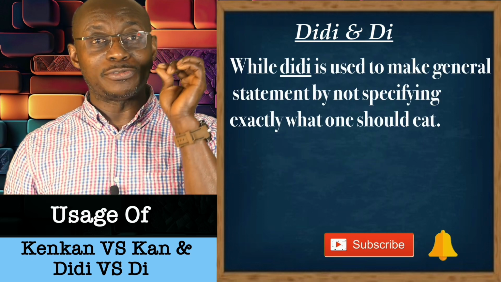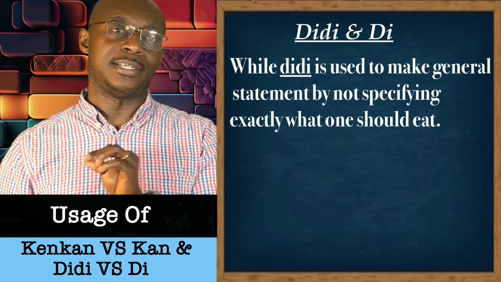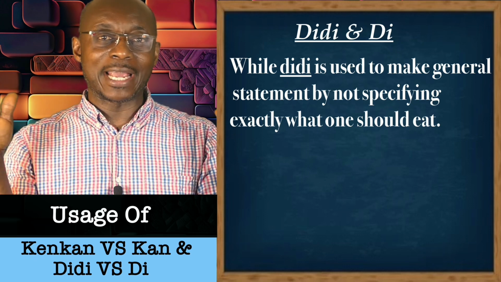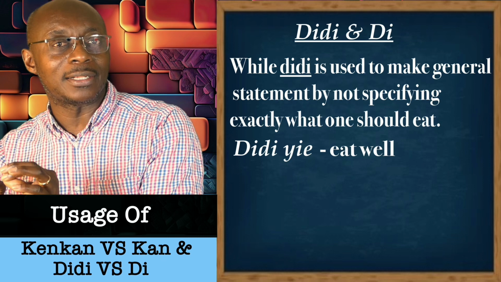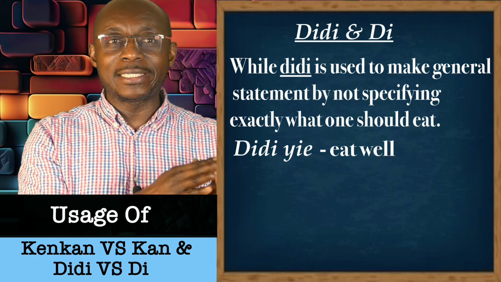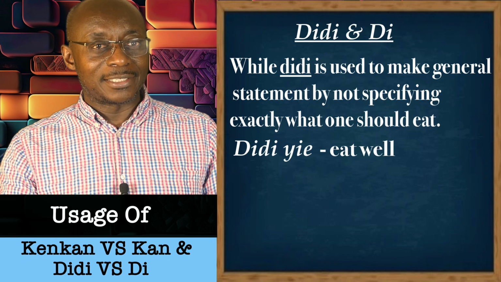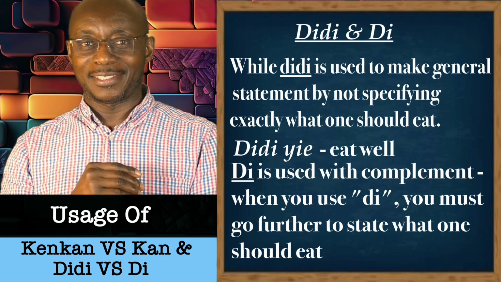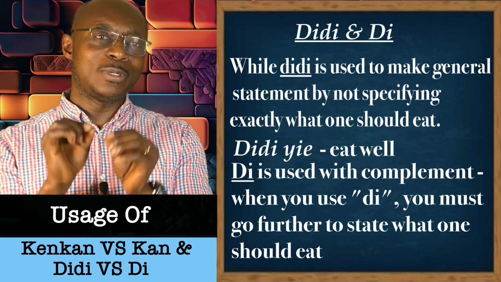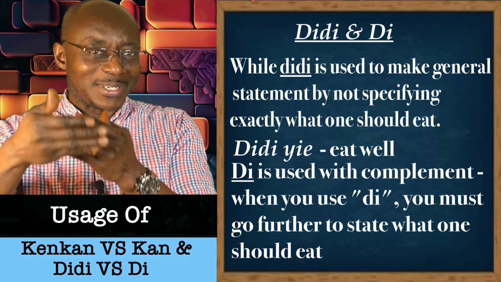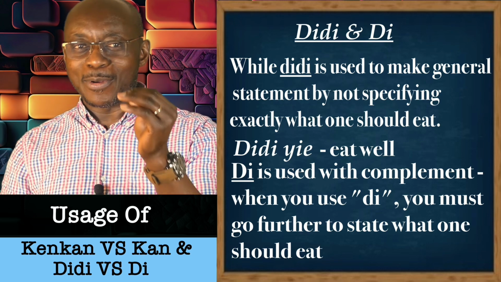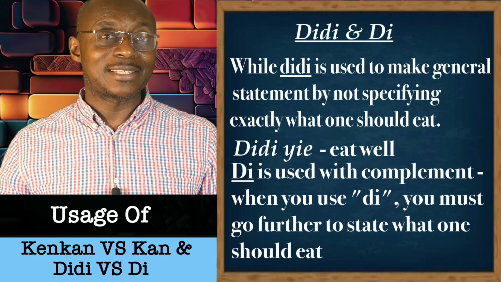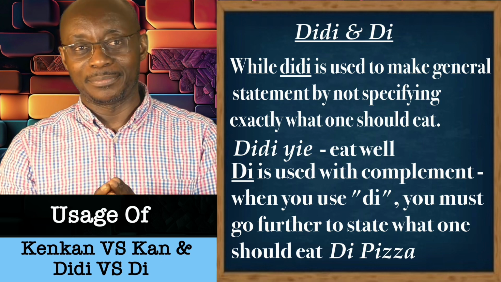Else, I would like to reiterate that we use didi when no reference is made to what one should eat. For example, I can say didiye, meaning eat well. As to what you are going to eat, I've not mentioned it. On the other hand, we use di with a complement. That is to say, we use it when we go further to state the name or the type of food that one is supposed to eat. For instance, I can say di pizza.